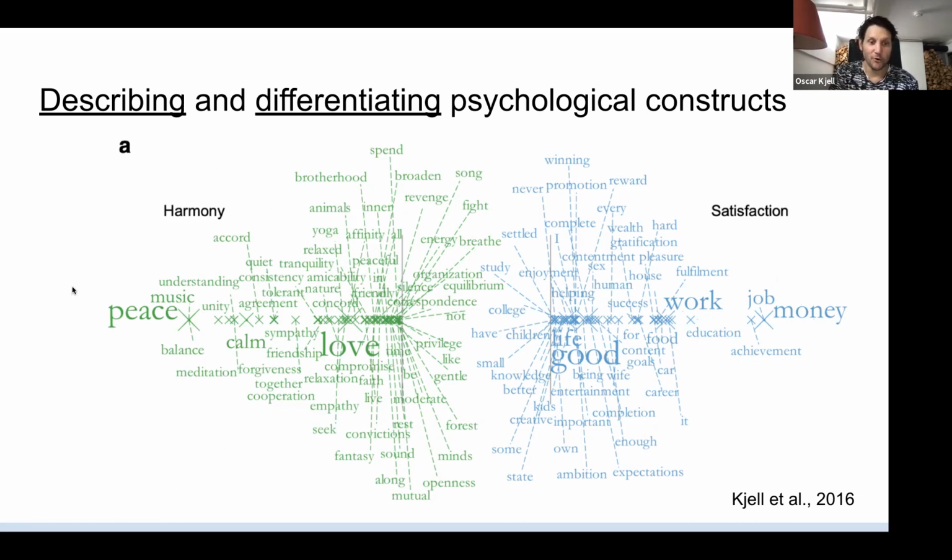And for harmony in life, you get more interconnected words. You have words such as friendship, consistency, agreement, peace. Here you also have cooperation, empathy. So here we actually get a glimpse of what participants were thinking about when it comes to these psychological constructs.